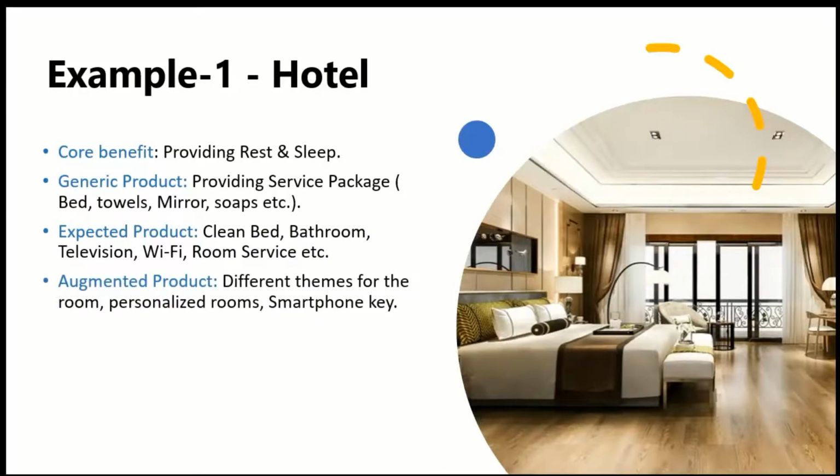Augmented product for a hotel can be something which differentiates a hotel from other hotels, from the competitors. So it can be different themes for the rooms, personalized rooms, and nowadays, because of the pandemic, most of the hotels are giving a smartphone key. A smartphone key is where you can open your hotel door through your mobile phone. So this is where the differentiation comes into the picture. So this is an augmented product.